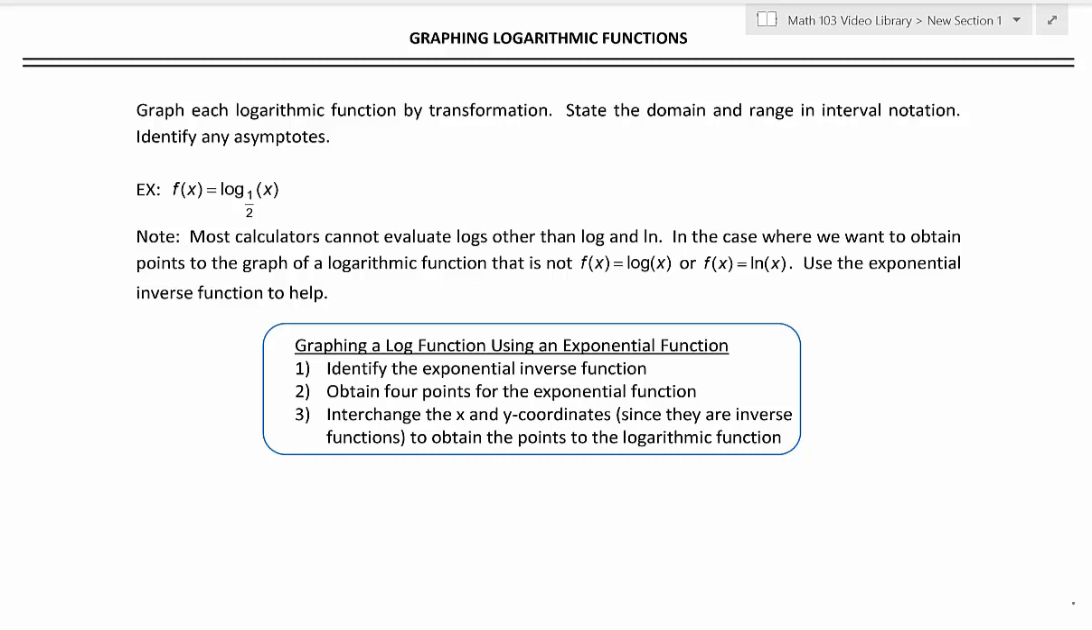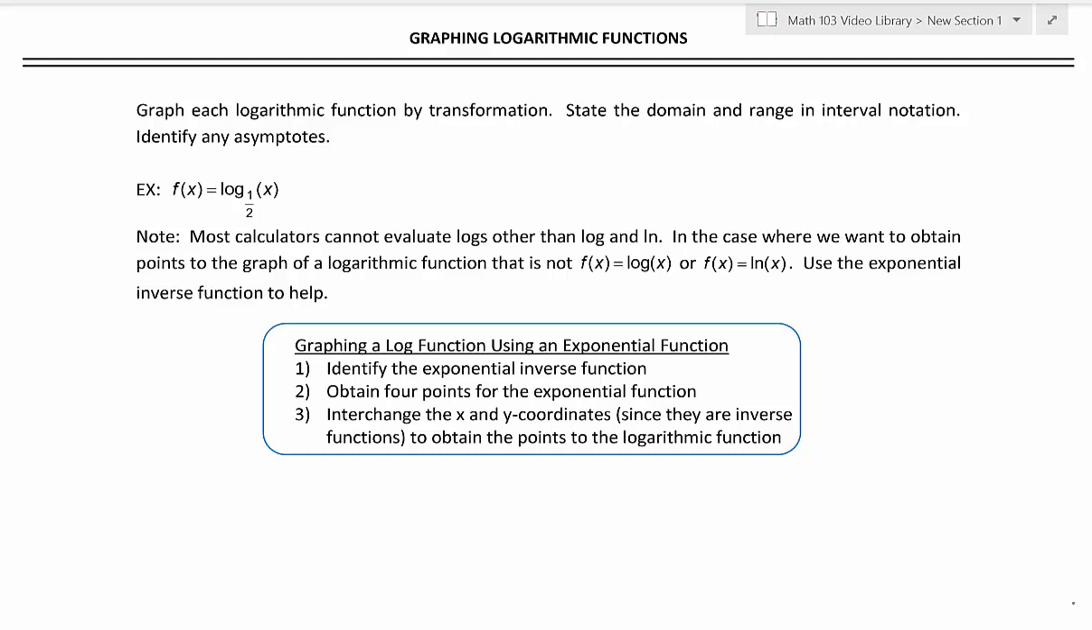In this video, we'll be graphing logarithmic functions. We'll graph each logarithmic function, possibly involving transformations. We'll state the domain and range in interval notation and identify any asymptotes. So let's graph f of x equals log base 1/2 of x.